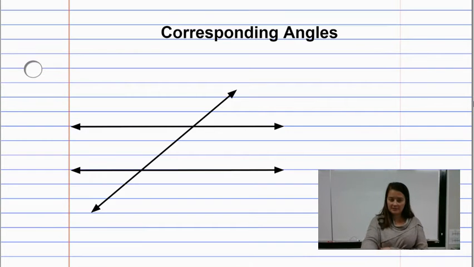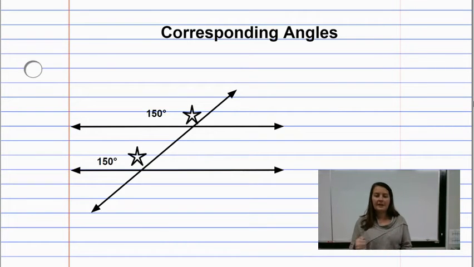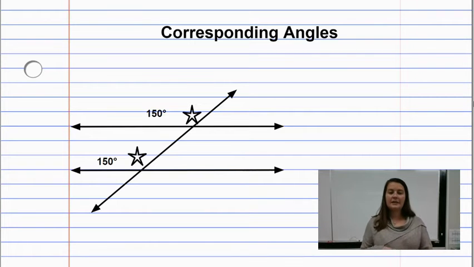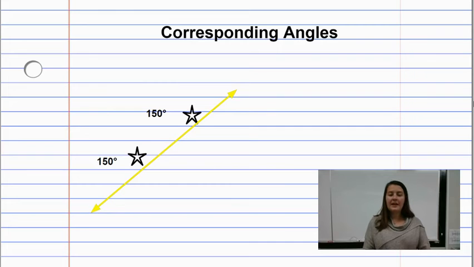Let's look at what that means. So I have these 2 angles right here. These 2 angles are corresponding angles, and let's talk about why. First, they are on the same side of the transversal. So which side of the transversal are they on, the left or the right? They are on the left side of the transversal. So we know that in that aspect, they are the same. They're on the same side of the transversal.